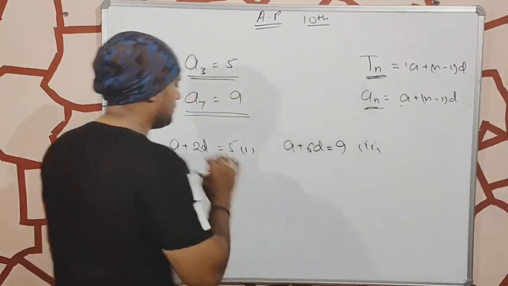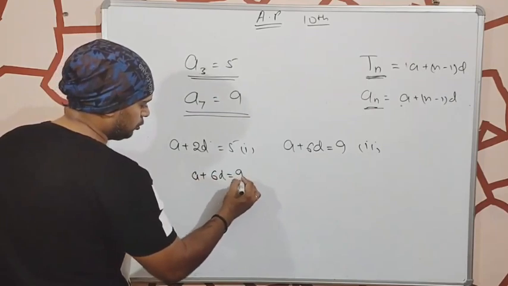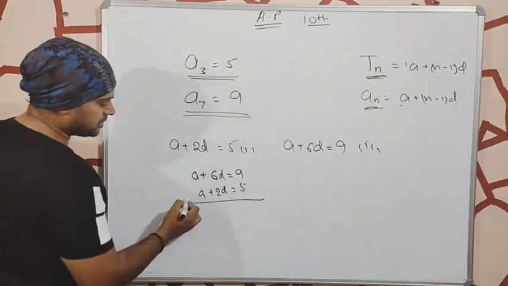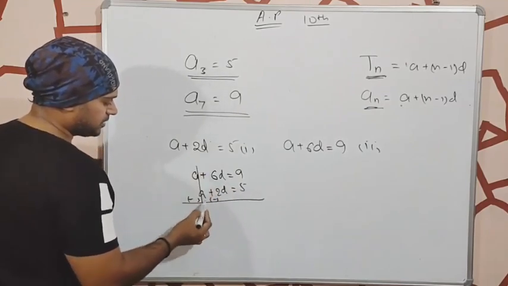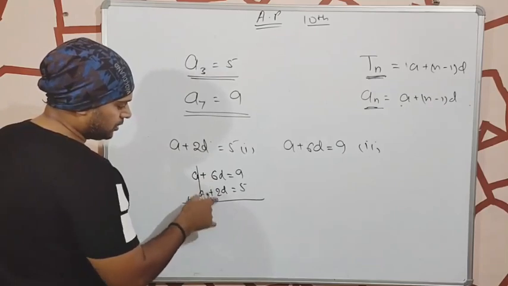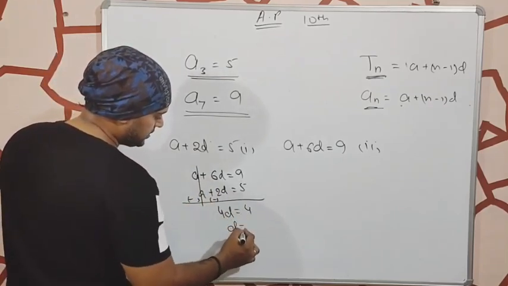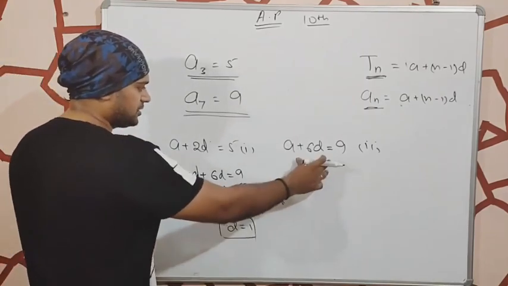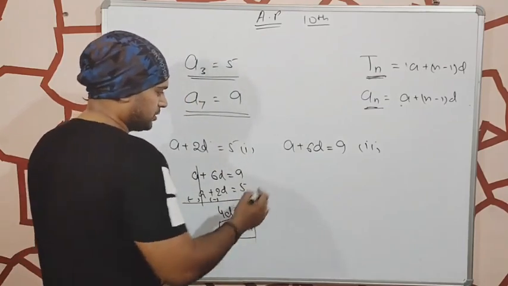Now you are going to solve them simultaneously: a plus 6d is equal to 9 and a plus 2d is equal to 5. Just subtract the equations. a will get cancelled out. This will be 4d is equal to 4 and d is equal to 1. So you got the common difference from here. You can substitute the value of the common difference in equation 1 or 2 as you like, and you will get the first term as well.